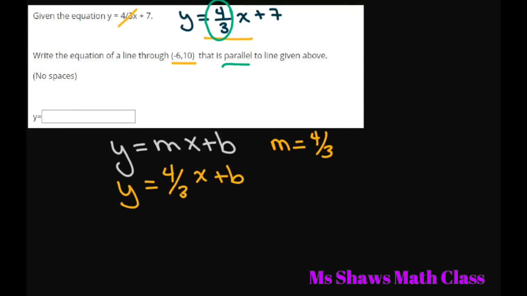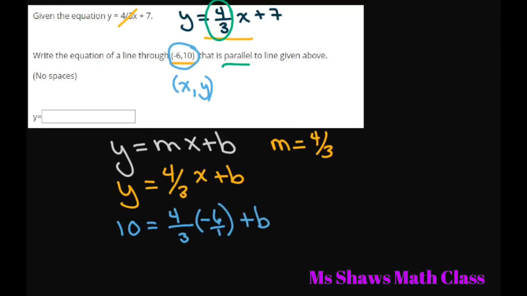Now, since it passes through this point, (-6, 10), I'm going to substitute, that's your x and your y, and substitute in the y and the x. And the x is -6. We can write that in fraction form if you want, plus b. And you solve for b.